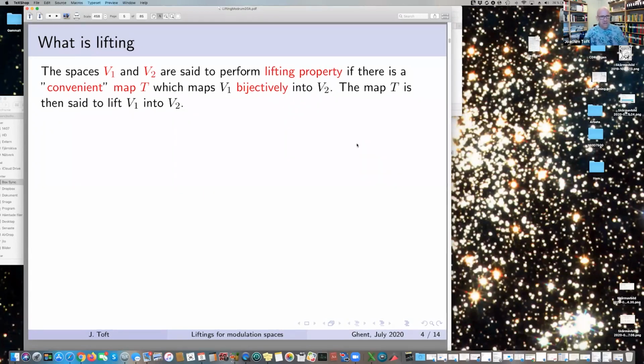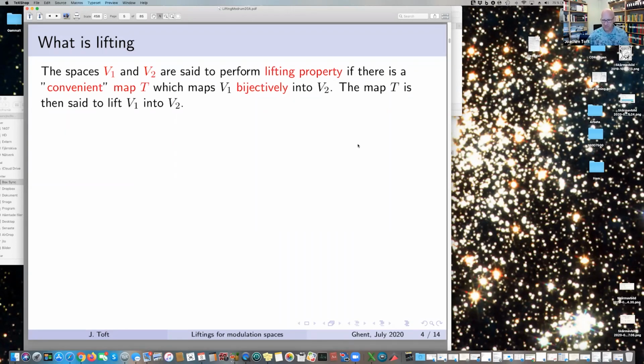So what is a lifting? Well, let's say we have two spaces V1 and V2. A lifting is just that you can find a convenient map T that takes V1 bijectively onto V2. So that's what we mean by a lifting.